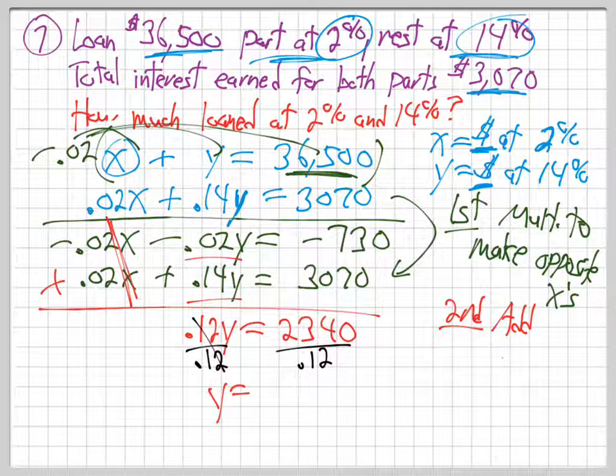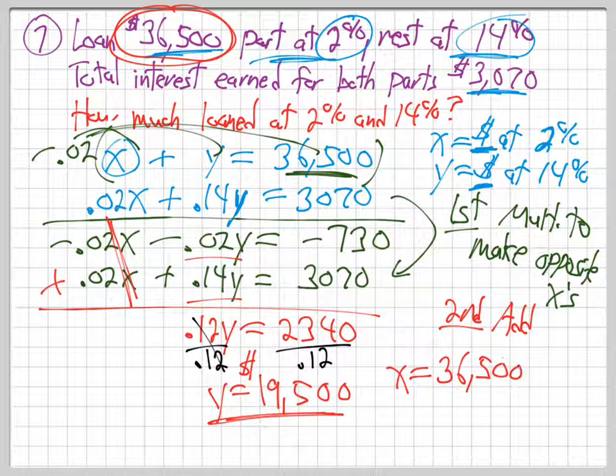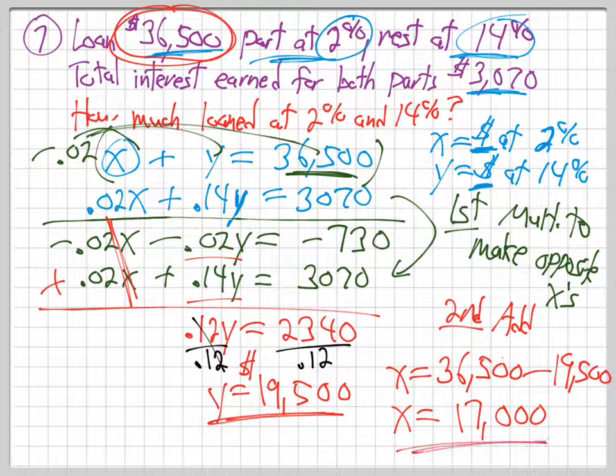Divided by 0.12, I'm getting $19,500. So y is $19,500. That's the y part of the loan. Now, remember that the loan total is $36,500. So the other part, the x, must equal $36,500 minus the $19,500, right? Because they total $36,500. So there's the x part of the loan.